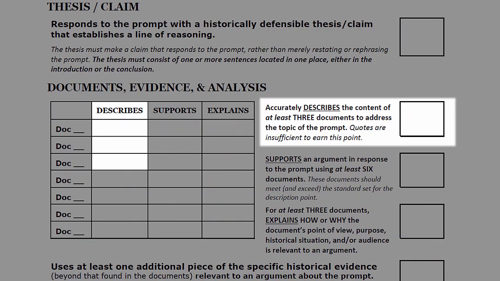Now, first of all, how would we describe this document? We score the first point by accurately describing the content of at least 3 documents to address the topic of the prompt. Quotes are insufficient to earn this point. Now, one thing that you want to remember, don't quote documents. I know what the documents say. I tell my students that all the time.